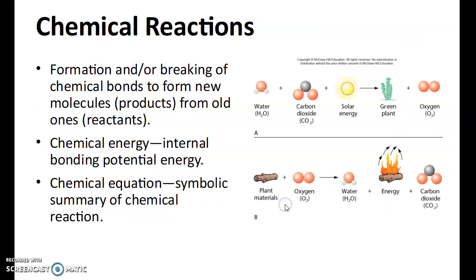Now, chemical reactions involve the formation or breaking of chemical bonds to form new materials. In this case, water reacts with carbon dioxide when you have heat to grow a plant plus oxygen. The green plant is kind of simplistic, because it forms through photosynthesis. It's going to be forming dextrose or some other sugars as well. Likewise, when you burn the plant material with oxygen, it gives off water, of course the energy, and carbon dioxide. So the chemical energy is the internal bonding energy that is given. A chemical equation is the symbolic summary of a chemical reaction. These are rather simplistic ones here. We'll continue on and they'll get more complex.